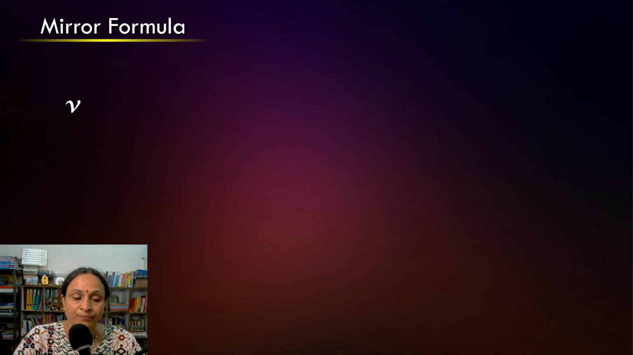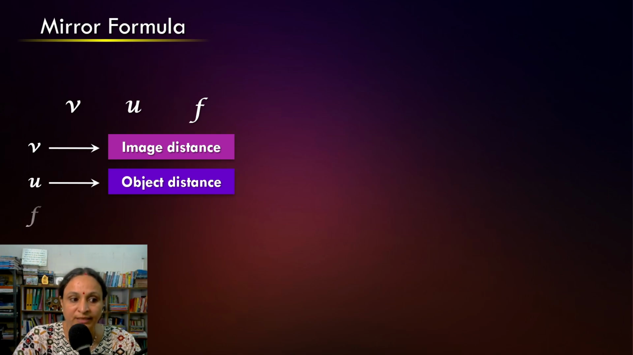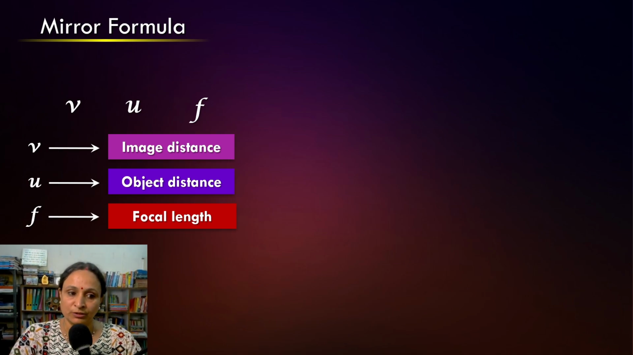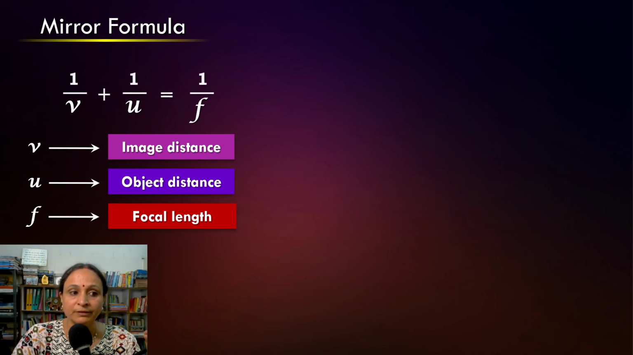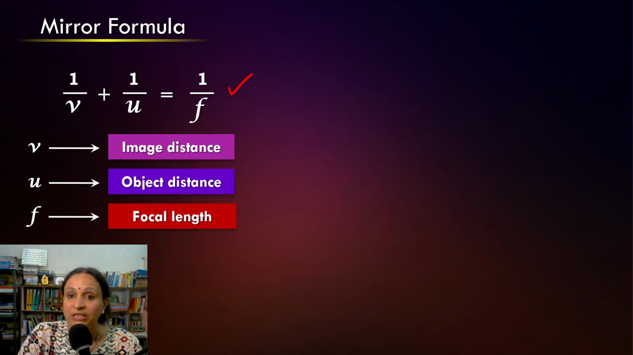Okay, now let's do the mirror formula. What is the mirror formula? In the mirror formula, you have something called V, U and F. Now V is the image distance, U is the object distance, and F is the focal length. Image distance means the distance from the pole to the image. Object distance means from pole to object, and focal length means pole to the focus. Okay, now the mirror formula: 1 by V plus 1 by U is equal to 1 upon F. Right? Now, you can use this formula to do all kinds of numericals related to the mirror.